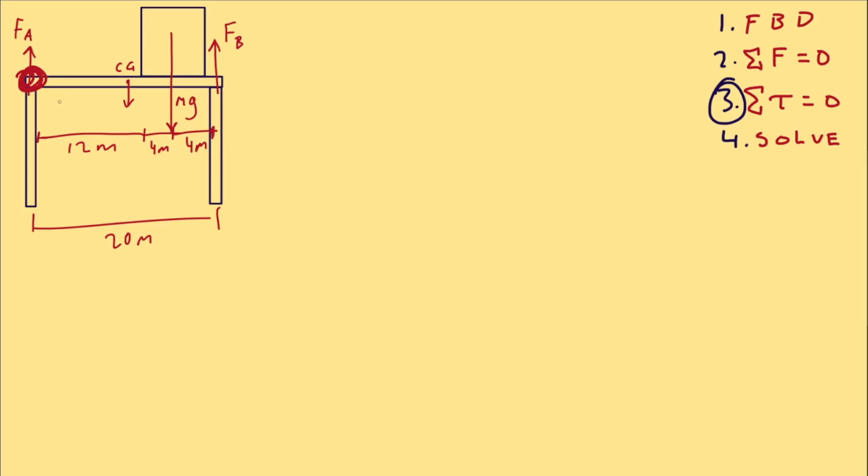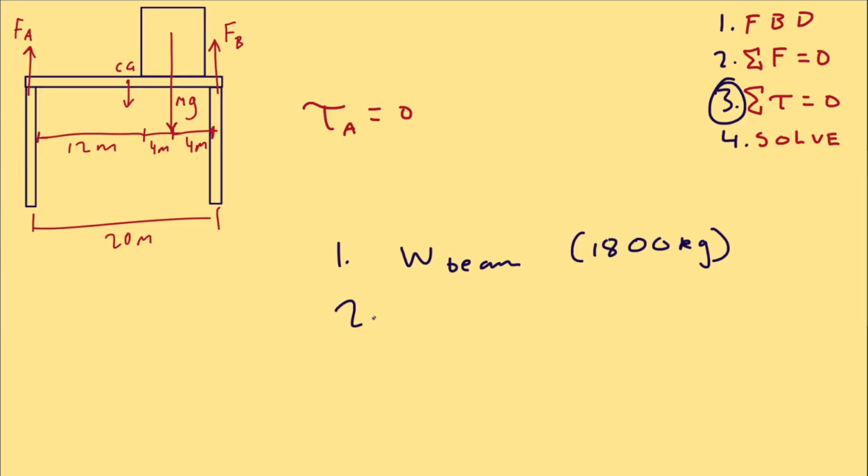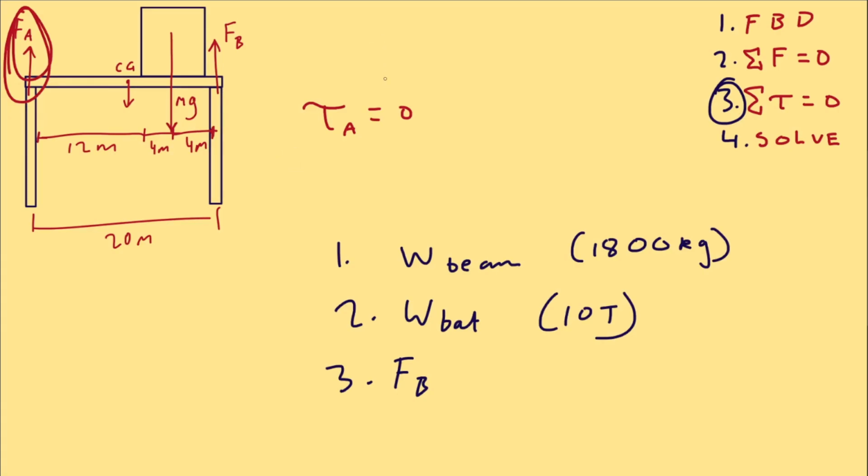And because the force at the pivot has 0 torque, then the only forces contributing to torque would be 1, the weight of the beam, which was 1,800 kilos, acting right here at the center of gravity. 2, the weight of the battery, which is 10 tons, right here. And 3, the force that our right side support is exerting. These are the only forces that can contribute to torque, since this left side support, like we said, has no torque. It's at the pivot.